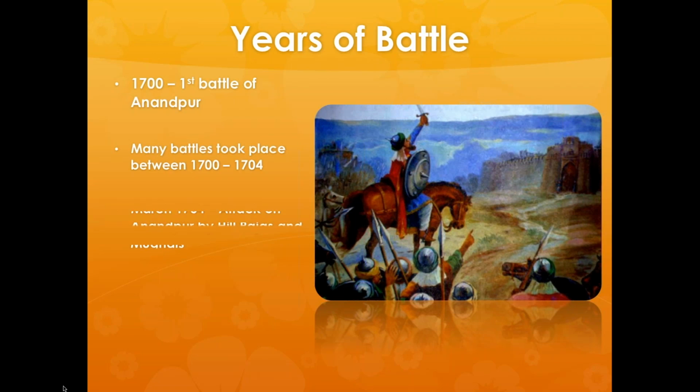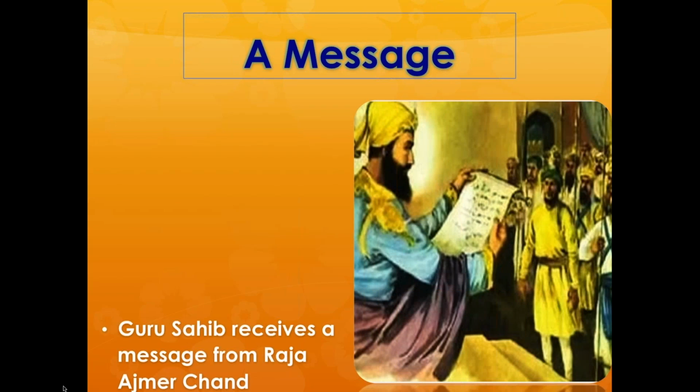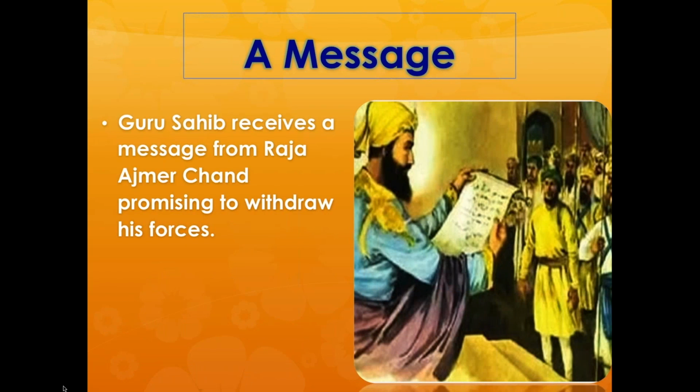So they've completely surrounded Anandpur, and after some time, there's a man named Raja Ajmer Chand, and he sends a representative to the Guru, and he tells Guru Sahib, you know what? He says, we promise that if you will evacuate Anandpur, we will give you a safe passage. We will not harm you or any of your Sikhs.